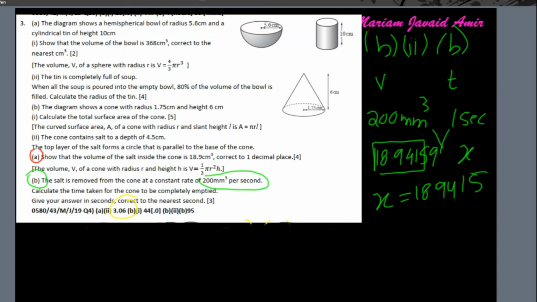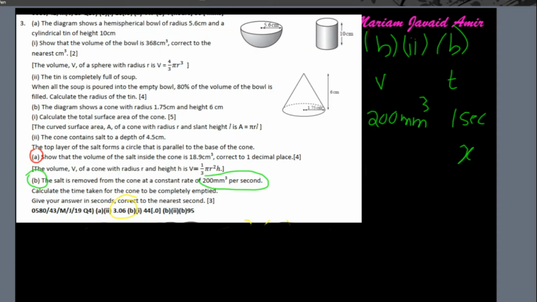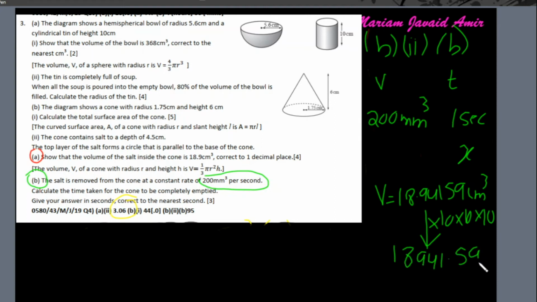18.9415. Oh no, but do we have a unit conflict? Yes, we do. This volume was in centimeter cube, so first we need to change it into millimeter cube. We have 18.94159 centimeter cube. Change it into millimeter cube by multiplying it with 10, again with 10, again with 10. So multiply it with 1000, we get 18941.59477, etc. millimeter cube.